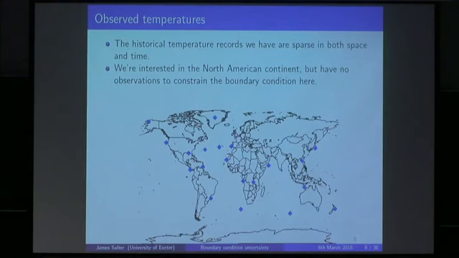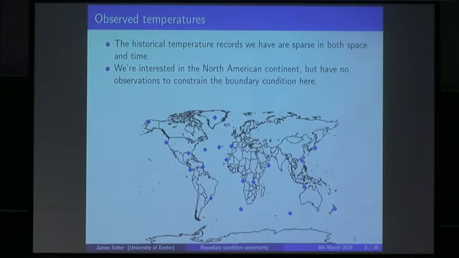So we only have a limited number of these spatial sets of temperature observations. We have Greenland and Alaska, which are the only two we have on land. The rest are all ocean-based. And what we're interested in is what's happening in North America, but we don't have any historical temperature observations for this. So we have to somehow use the ones that we do have to try and work out the temperatures here.